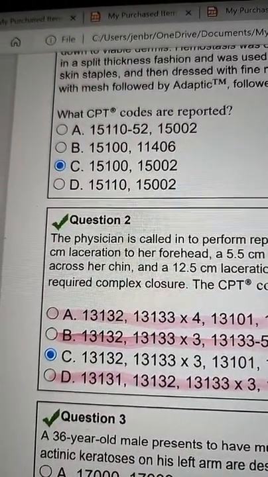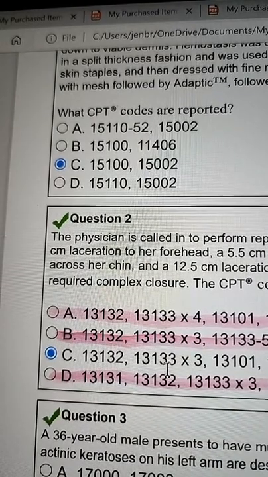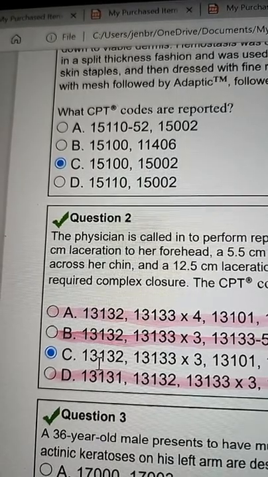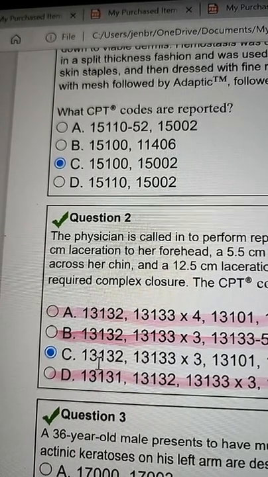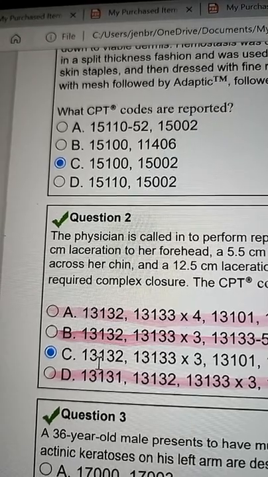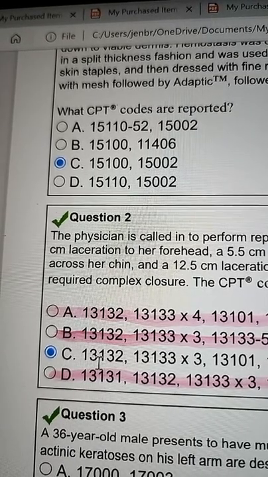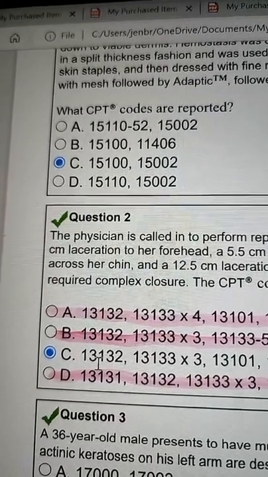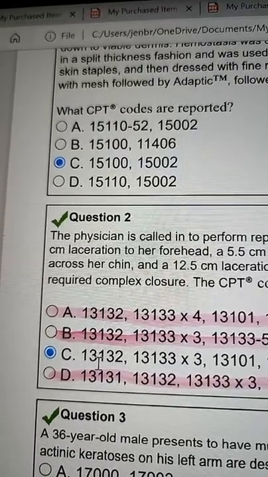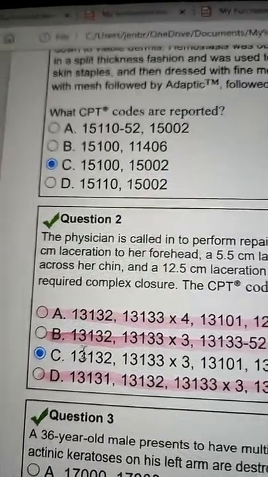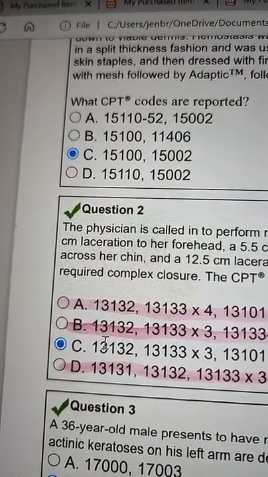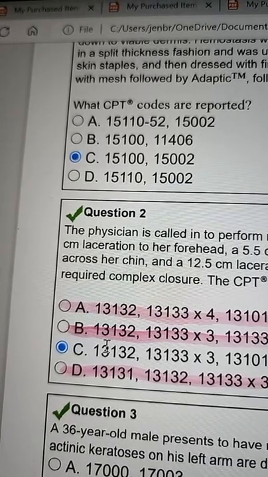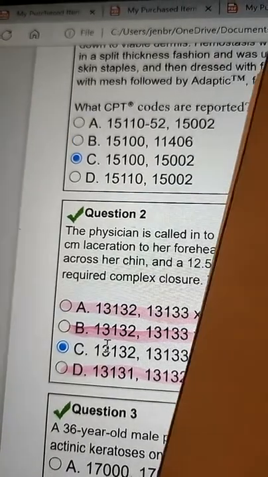Now, why is 32 before the 33? So let's see. 131, where is that code? 131, 32 is forehead, cheeks, chin, mouth, cheeks, genitals, hands, feet, from a 2.6 to a 7.5. So you're saying, oh, these are a nightmare. I hate these things. So we got to get out our piece of paper.